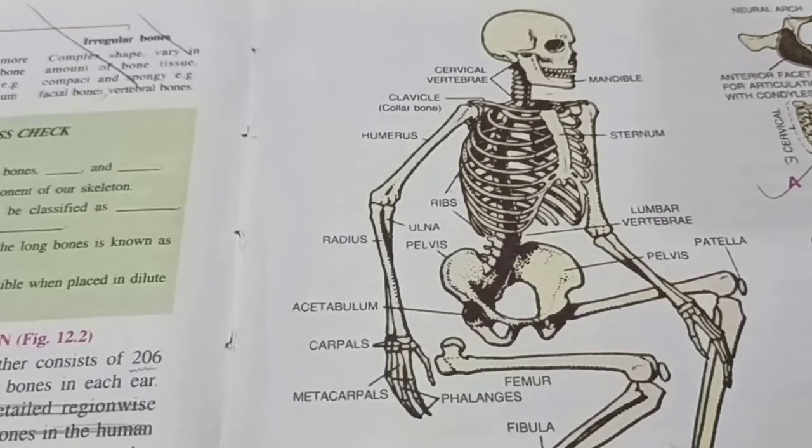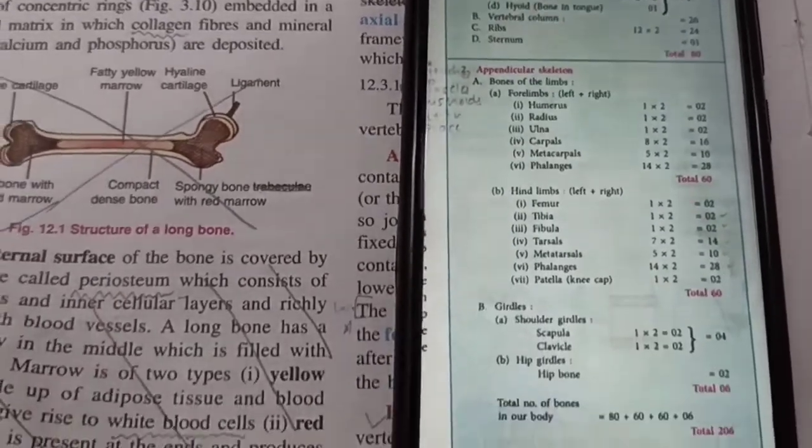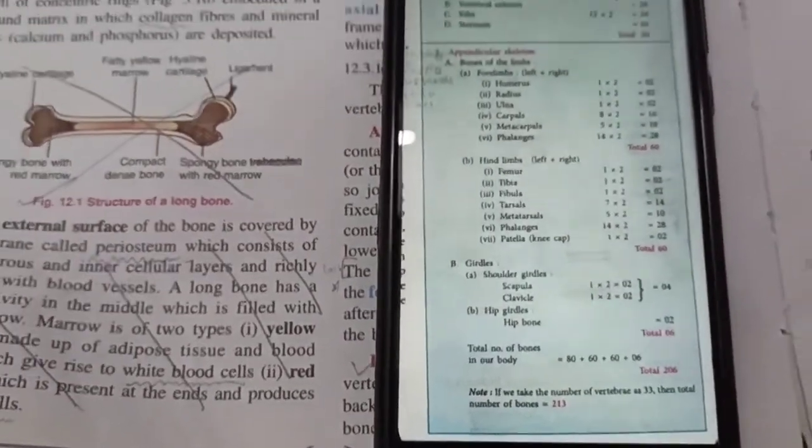So let's talk more about it. First of all, the axial skeleton. There is a table in the textbook with the number of each bones. That is a super important table. You should start learning that table first. Once you've learned this table, it becomes very easy to learn the whole chapter.